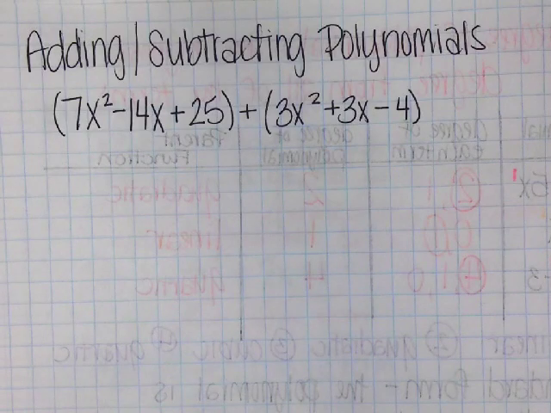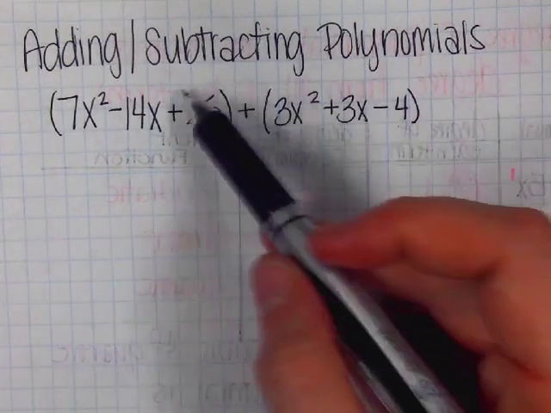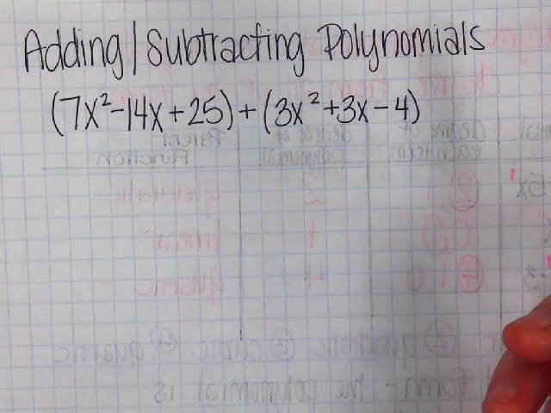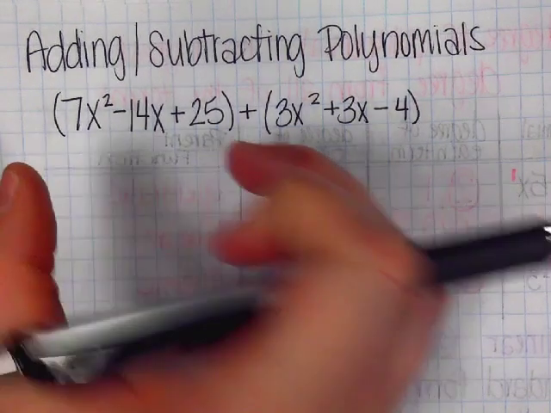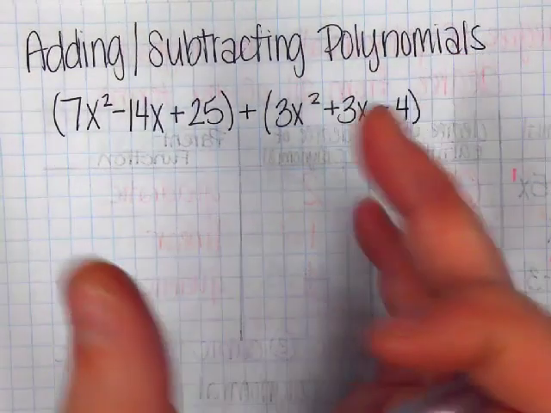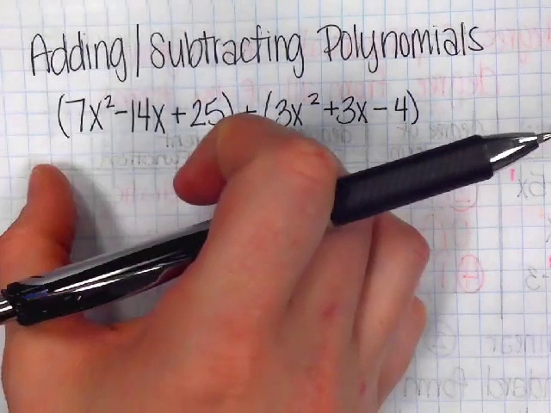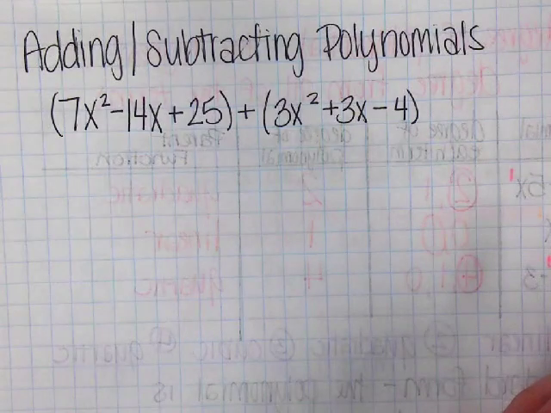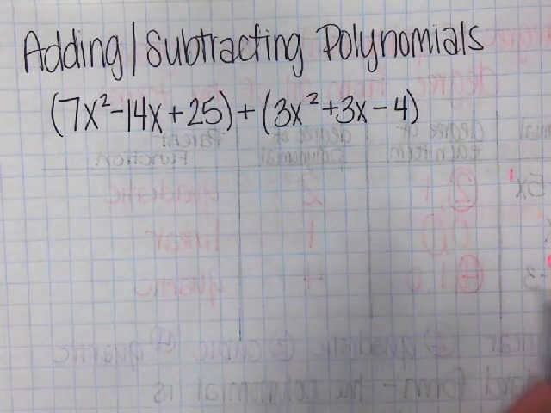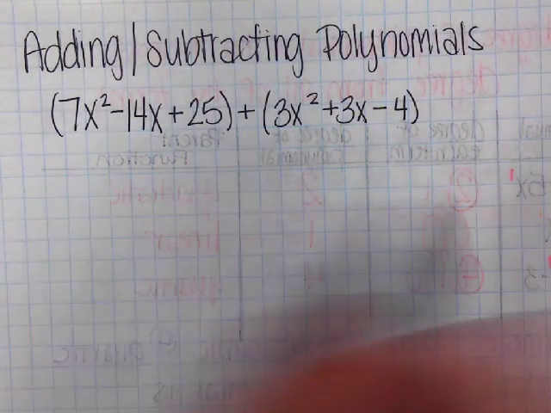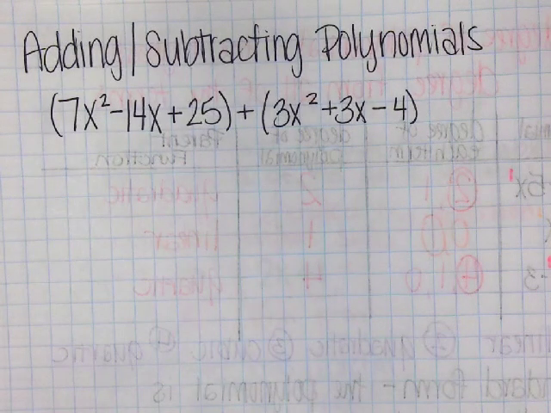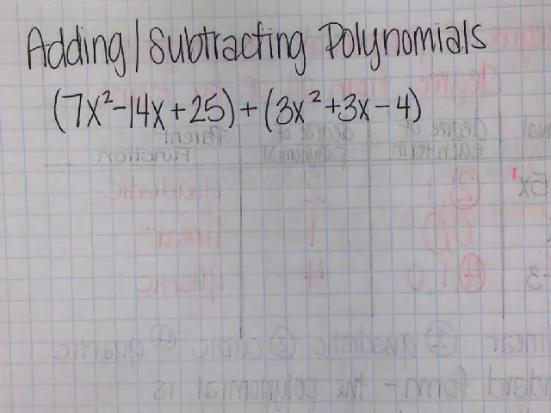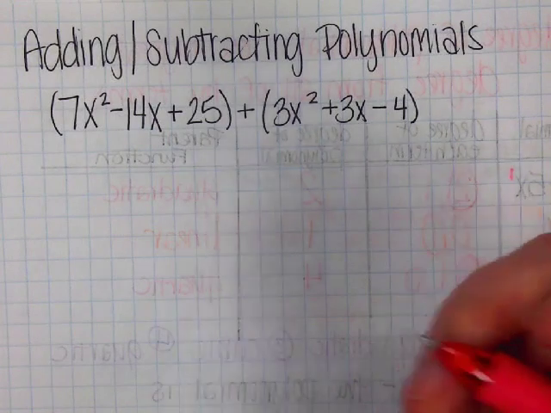So, adding and subtracting polynomials. Adding and subtracting, the main thing that you're doing is combining, like if it told you to add the square footage of this house with the square footage of this house, or if you're combining two quadratics. That's the main reason you see this, but you can see it asked in many different ways. So I'm going to show you two ways to do these.